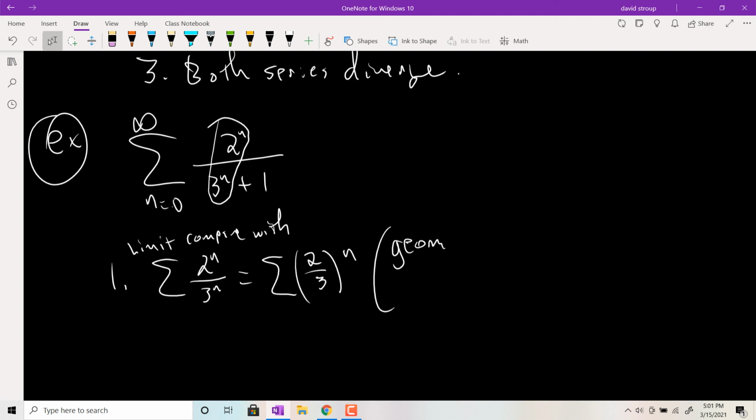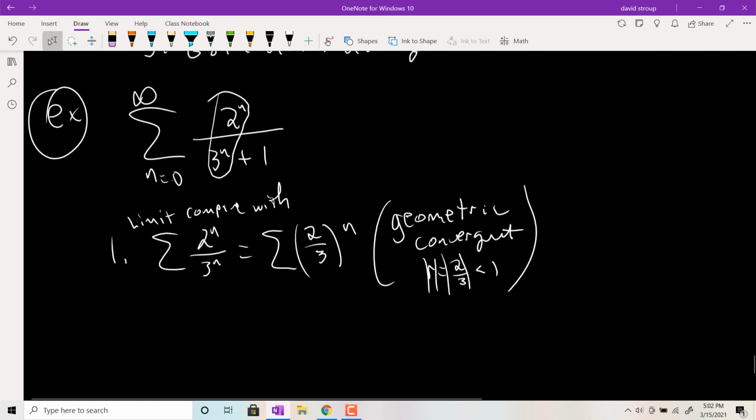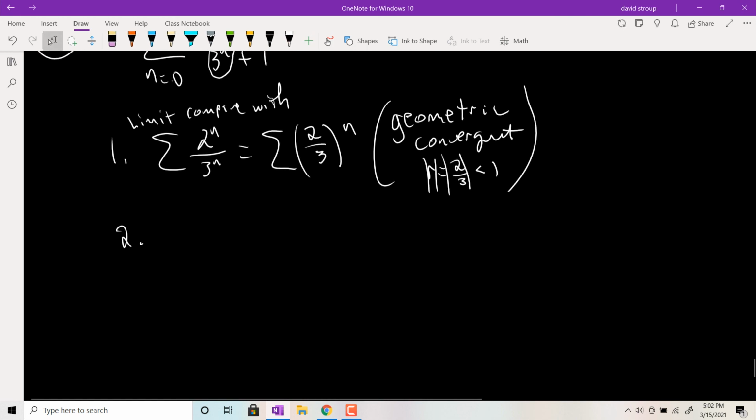So you have to tell me what kind it is, whether it's convergent or divergent, and then why. It's because its r value is less than 1. Absolute value of its r value is less than 1. Okay. Then secondly, you do your limit.